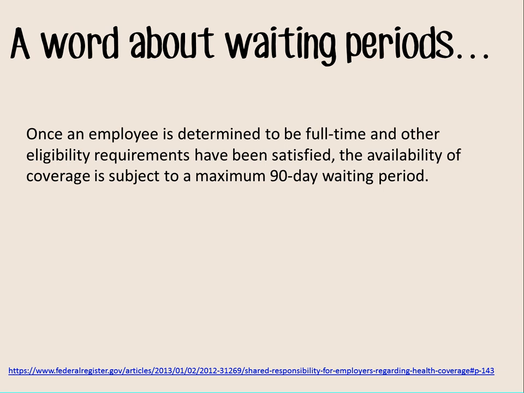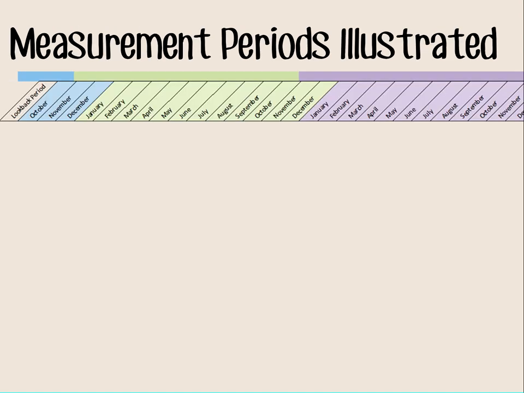So we'll need to work that requirement in when we look at how we handle measurement and waiting periods, as we'll see momentarily. Let's take a look at that on our screen right now. So we have a sample timetable listed with months crossing a few different years.